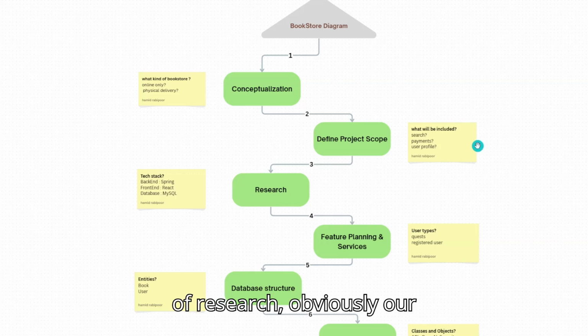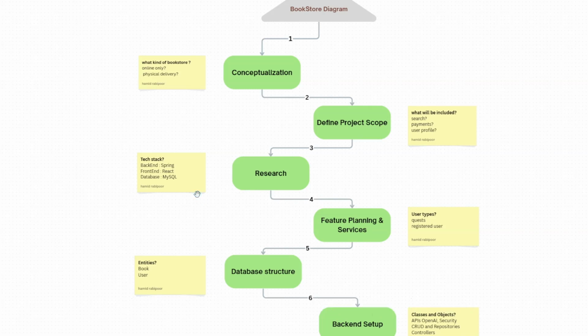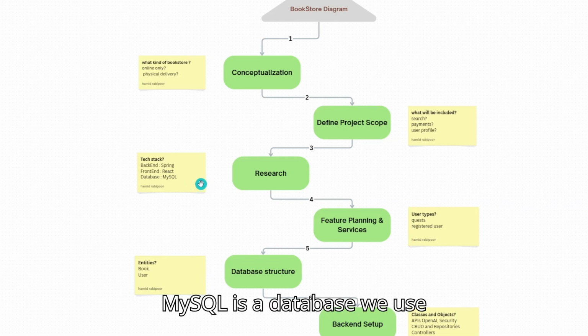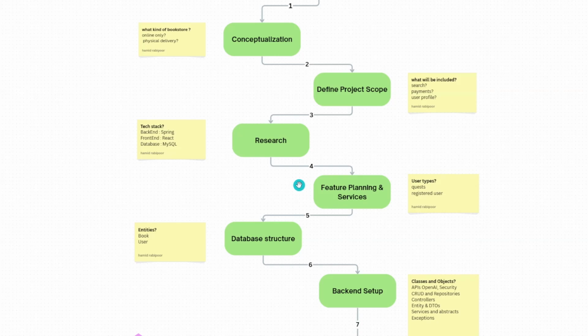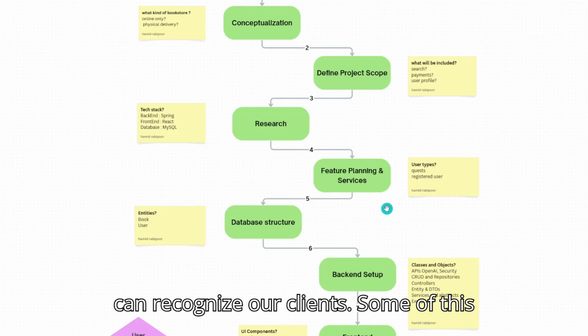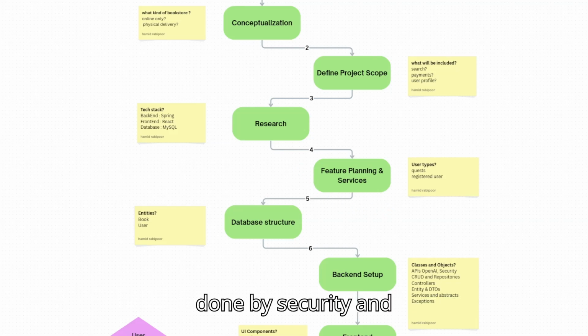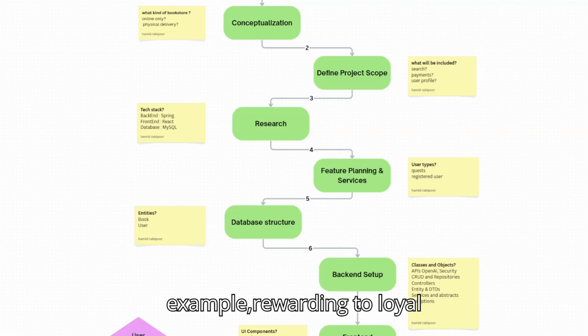In the research part, obviously, our project is a full stack web application. We use the Spring framework for the backend and React for the user interface. MySQL is the database we use in our project. In feature planning and services, we can recognize our clients, some of this done by security and authentication. Here, we have room to deploy our features, for example, rewarding loyal clients or something else.